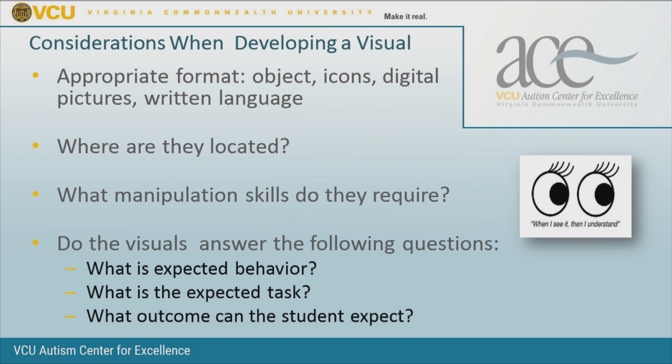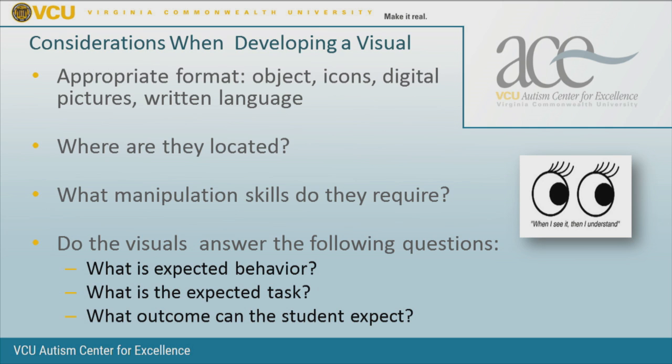Where are they located? Are the visuals in a central location? Do they need to be in each of the work zones that the student may access? Or can the visual be portable? The student carries the visual. It's either on their schedule, it's in a binder, it may be connected to a little ringlet that's attached to their waist. What's the manipulation skill?